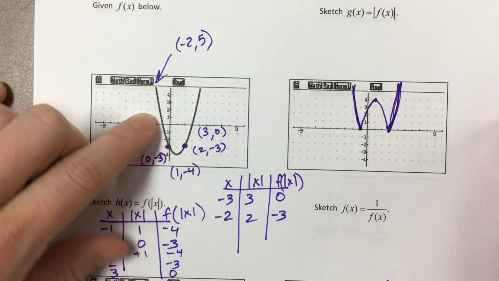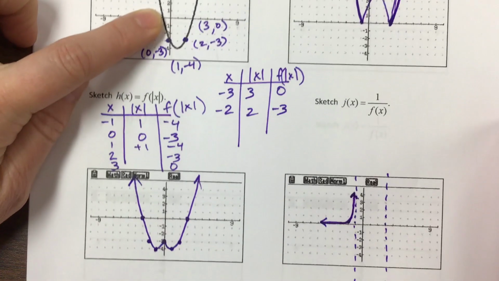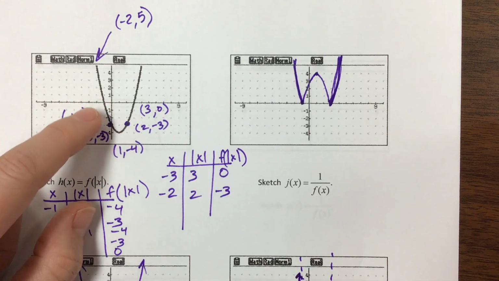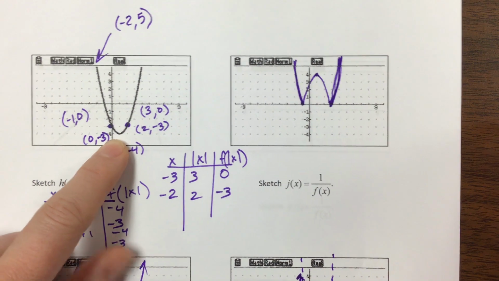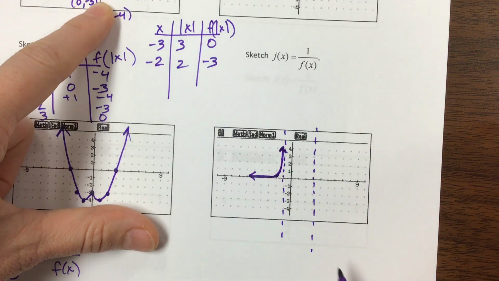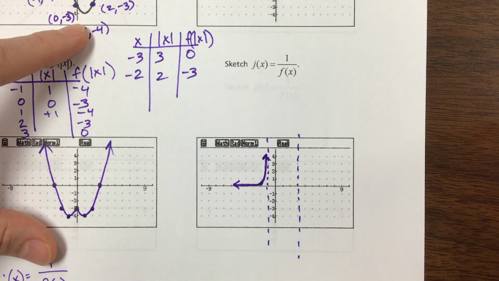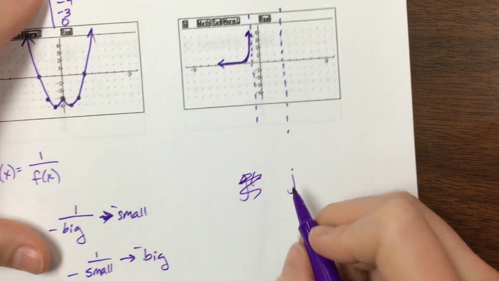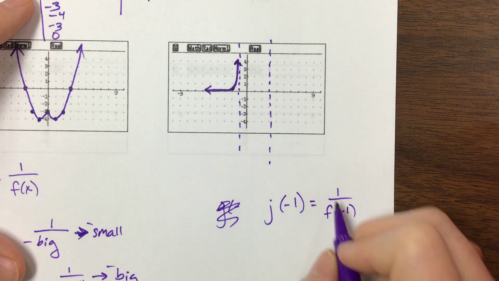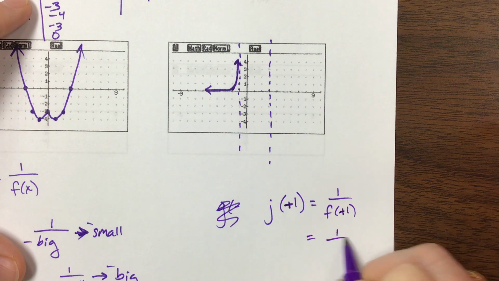The smaller the y value gets, the bigger its reciprocal becomes. So as it gets smaller, that's going to get bigger. Okay, and then in here, what happens? Well, at -1, I was at -4. So j of -1 is equal to 1 over f of -1. Well, f of -1 was -4. I lied, +1, my bad. Okay, this is equal to 1 over -4.